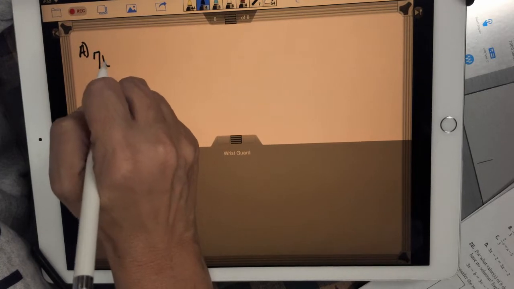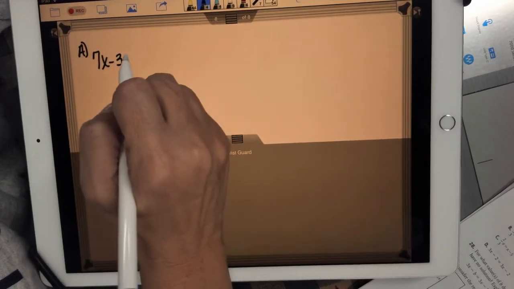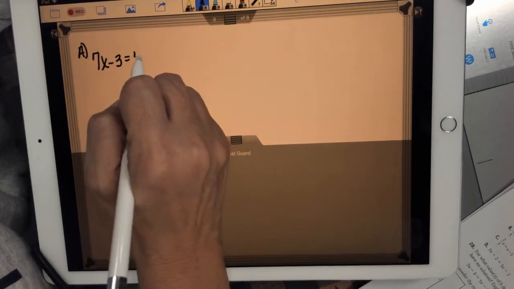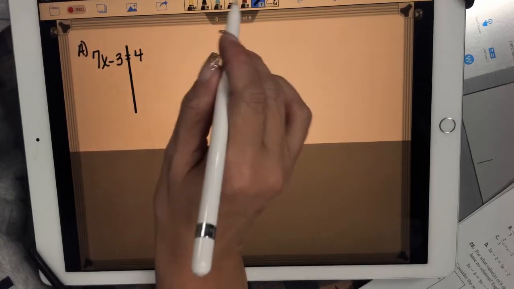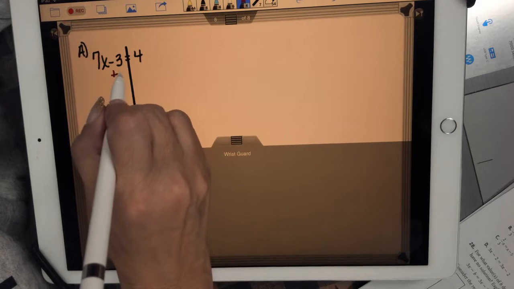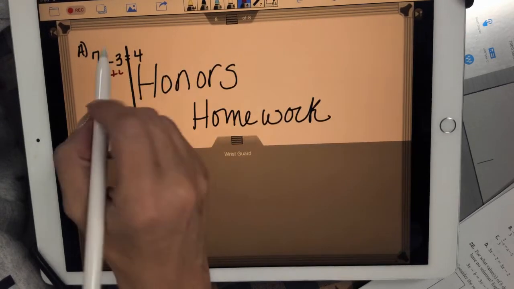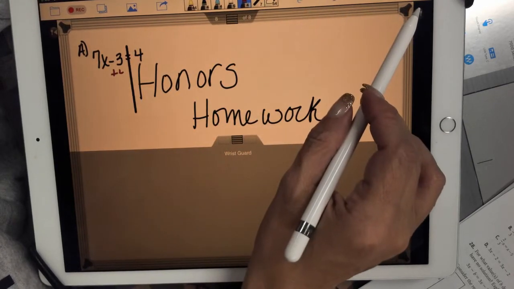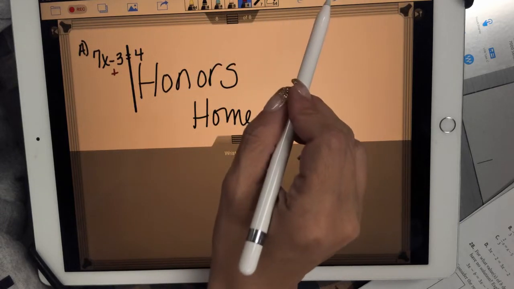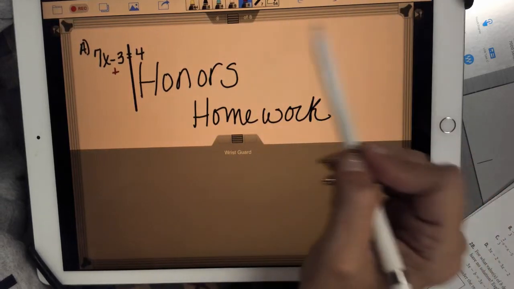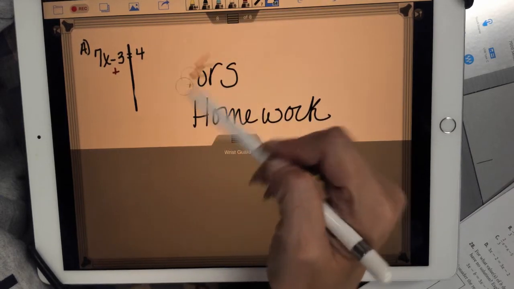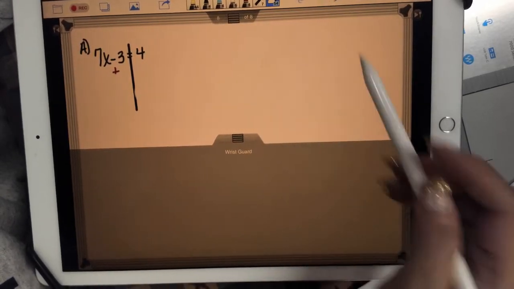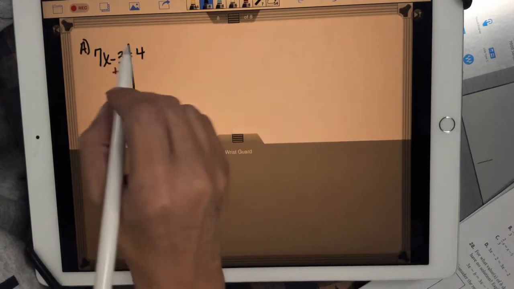Let's do 7x minus 3 equals 4. Alright, so I'm just going to solve this. I'm going to add 4 to both sides. I'm sorry, not 4, 3. Oh, hello. Undo. Oh my goodness. I don't even know how I got that on there, y'all. That was weird.